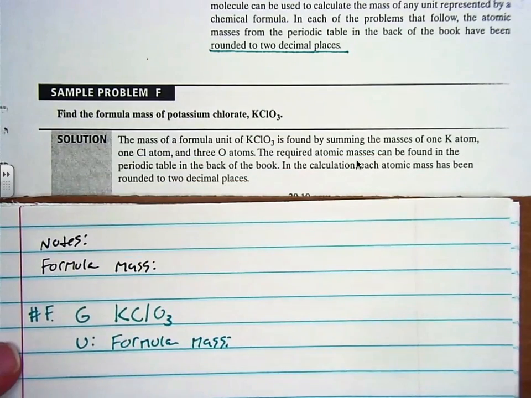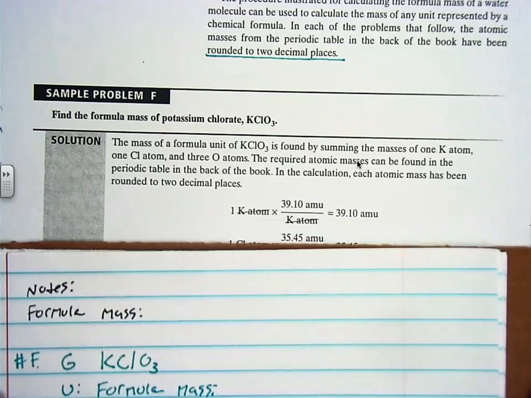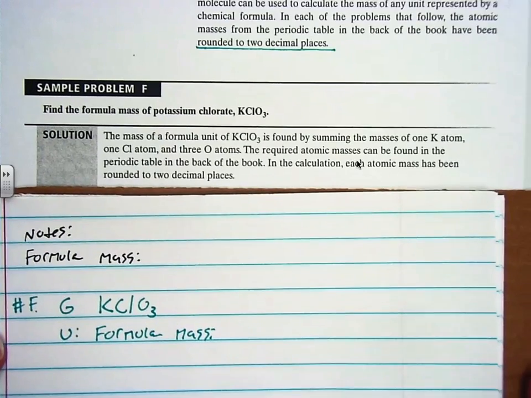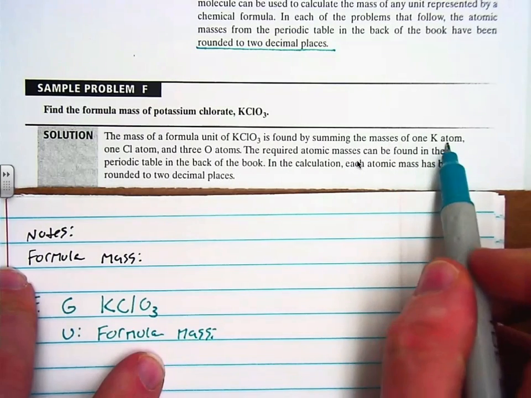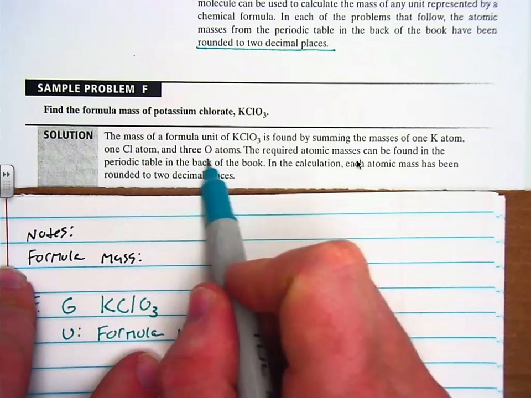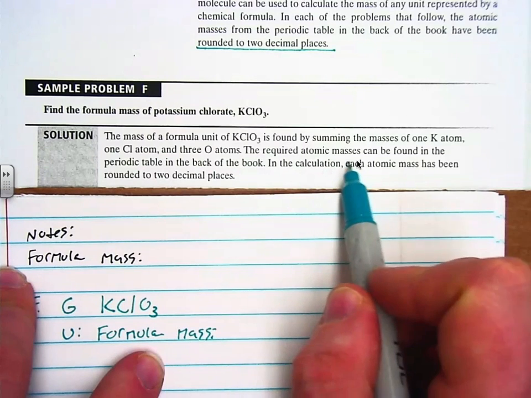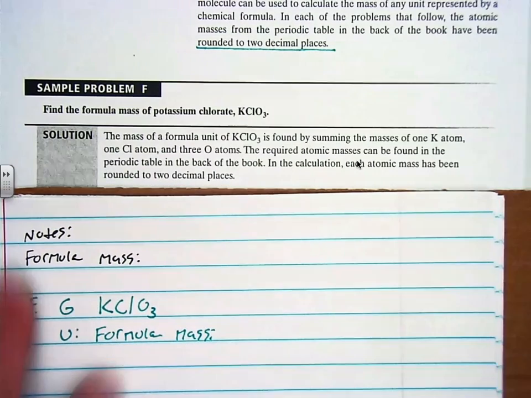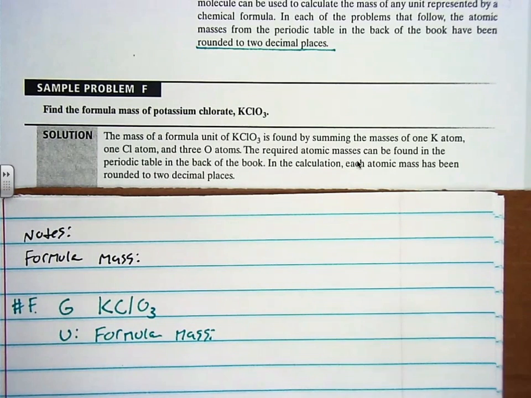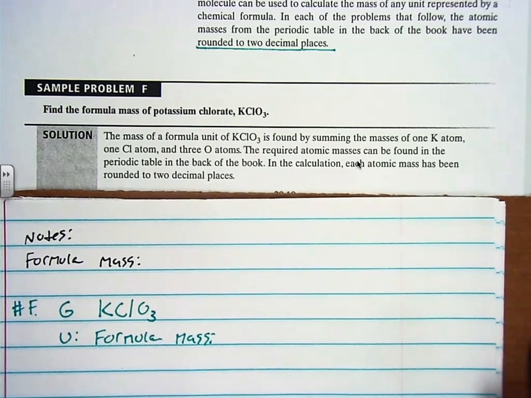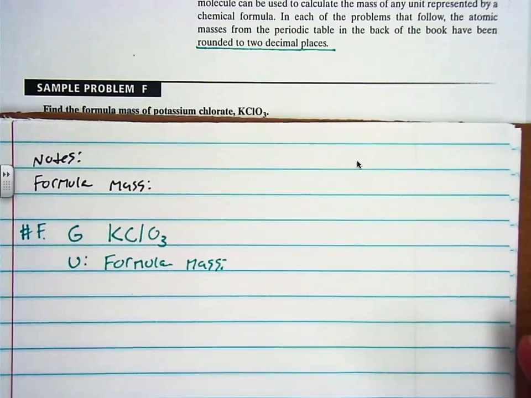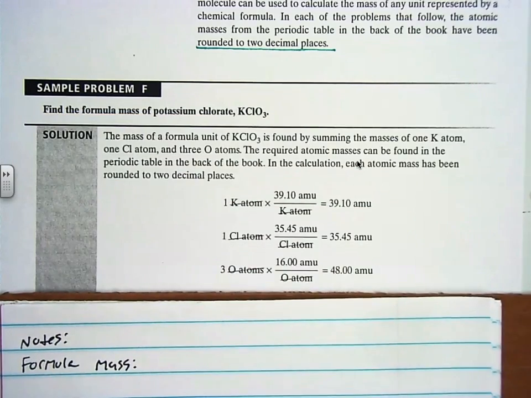So the solution. The mass of the formula unit of KClO3 is found by summing the masses of 1 potassium atom, 1 chlorine atom, and 3 oxygen atoms. The required atomic masses can be found in the periodic table in the back of the book. In the calculation, each atomic mass has been rounded to 2 decimal places. Okay? So let's see if we can do that and look at our book at the same time.